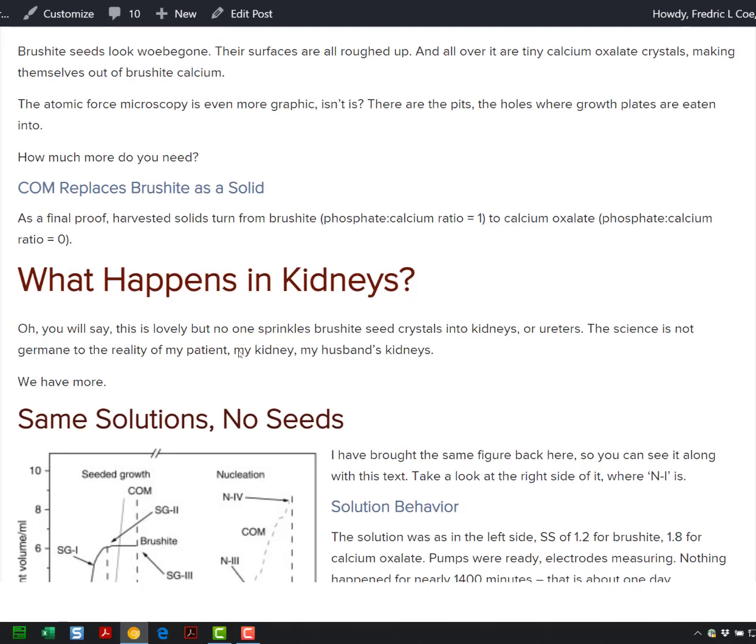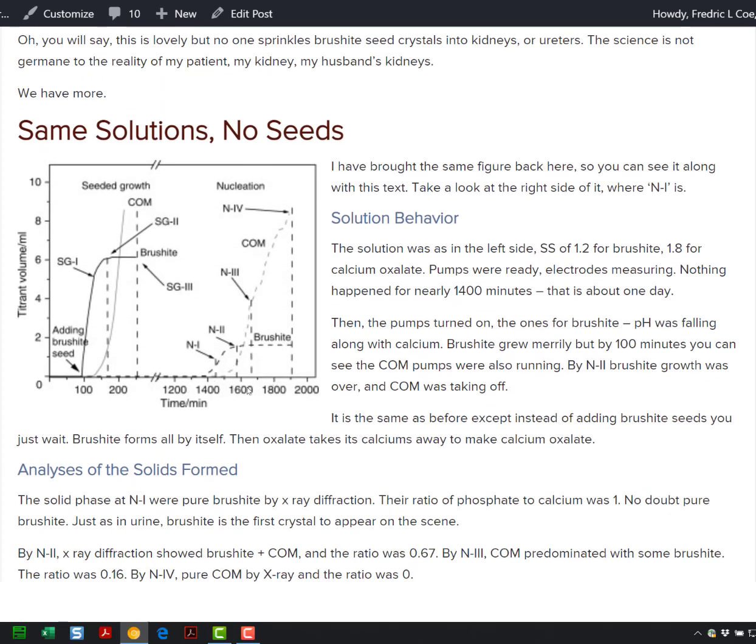The second experiment, which is basically the same figure showing it twice, they let the solution, 1.2 supersaturation for brushite, 1.8 for calcium oxalate, they just let it go. 1,400 minutes is a day. Nothing happened. The sensors are running, the pumps are waiting. At around a day, it starts making brushite. How do you know? Well, the brushite pumps are running. The pH is falling with the calcium. Soon after, here comes the calcium oxalate.